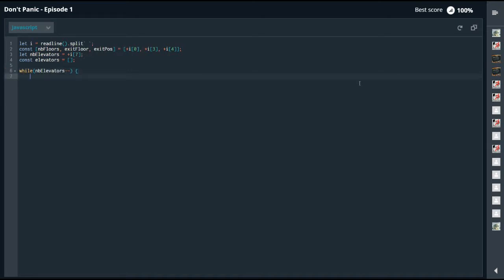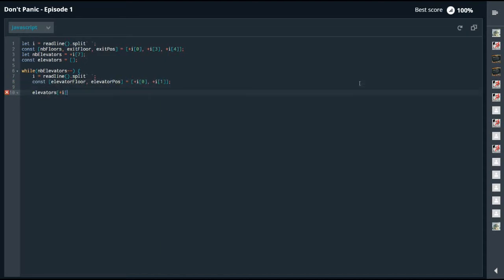For each level, read the elevators and exits position. Now, read the position and direction of the leading clone.